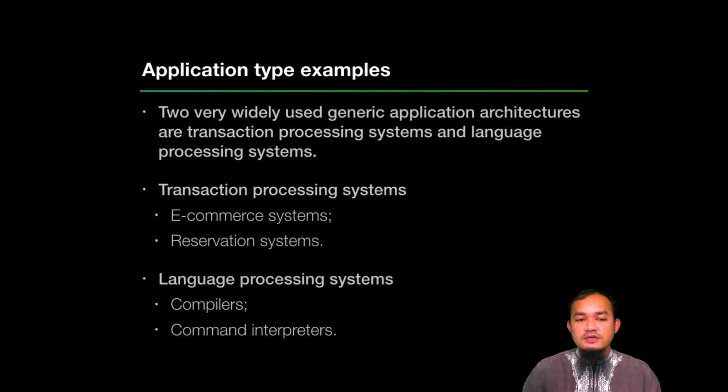The most famous and most generic widely used application architectures are of two types: the transaction processing system and the language processing system. Transaction processing systems include e-commerce, reservation systems, flight systems, hostels, and food delivery; something like this we call a transaction processing system. In language processing systems, such as a compiler or an interpreter, this is an example of what we call a language processing system.